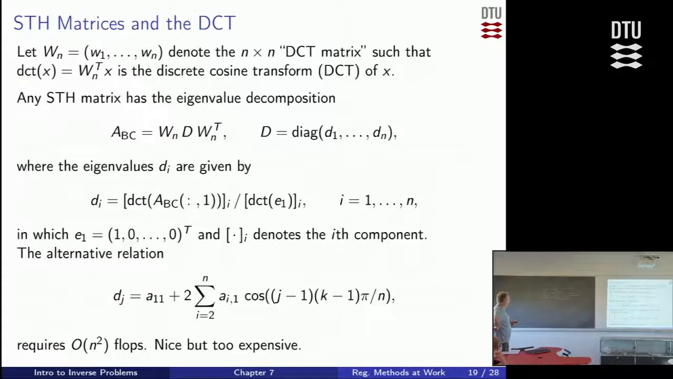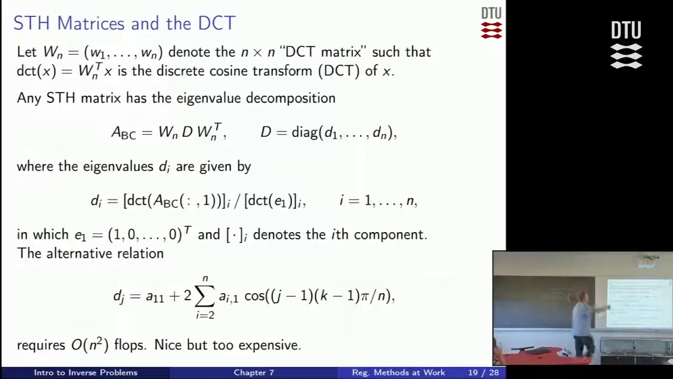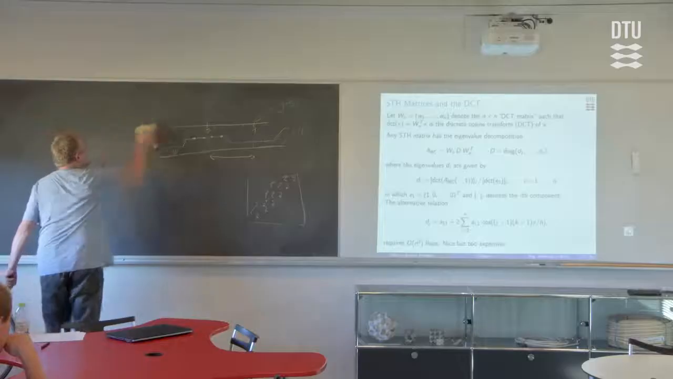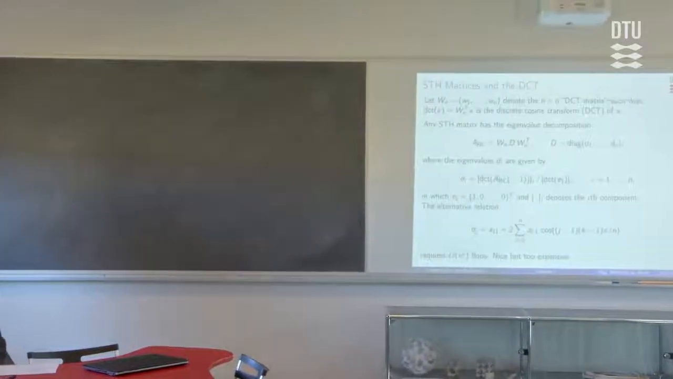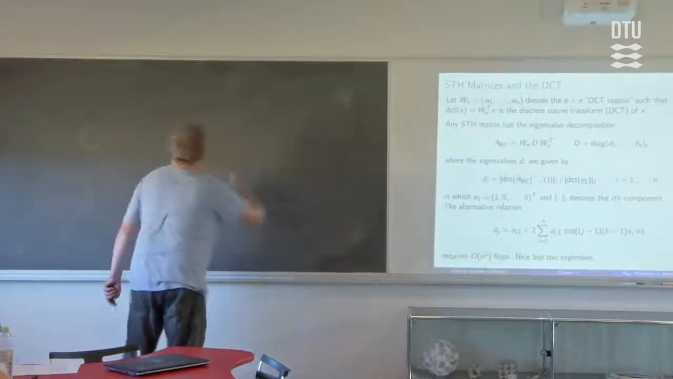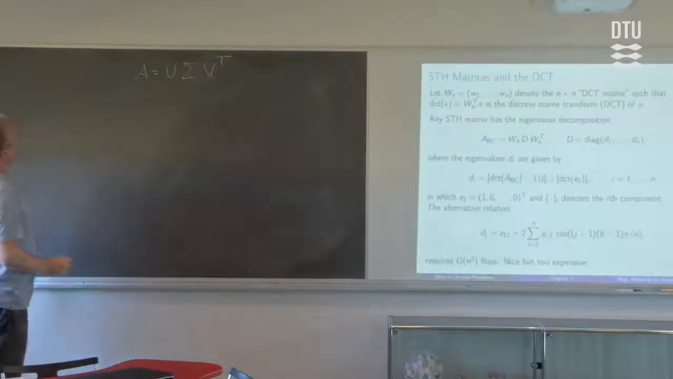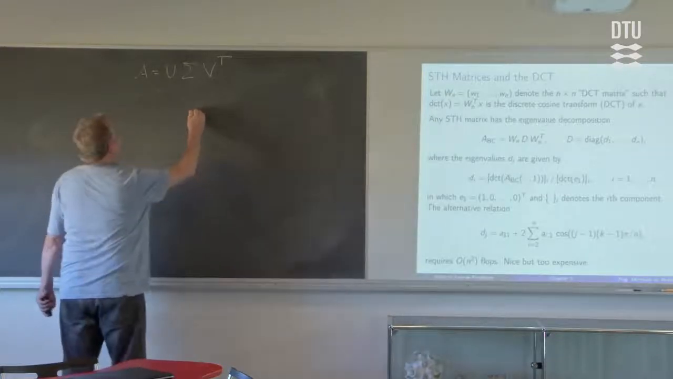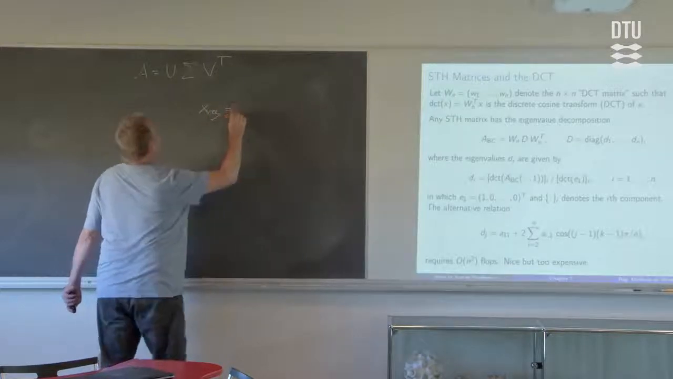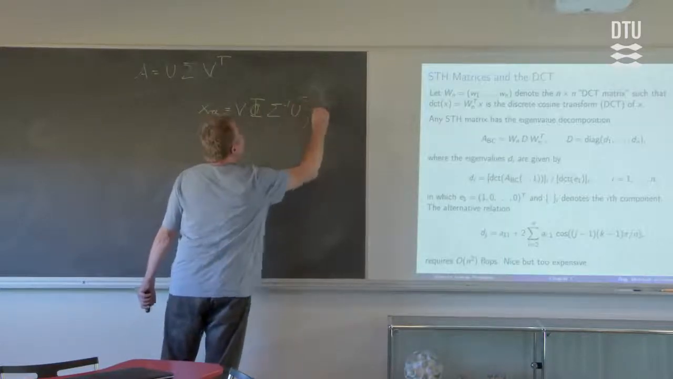Let me back up here. Let's think of this as a pseudo singular value decomposition. So what are we going to do here? Now we're going to compute a filtered regularized solution. Let me do that here on the board. If we have a singular value decomposition, then our regularized solution will be V, and then a diagonal filter matrix, sigma inverse, U transpose, and then times B, right?